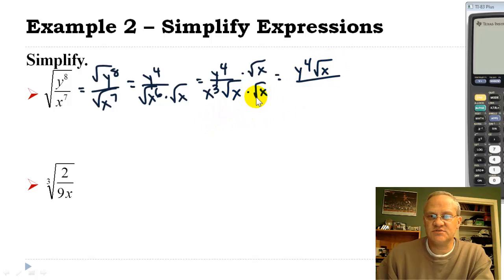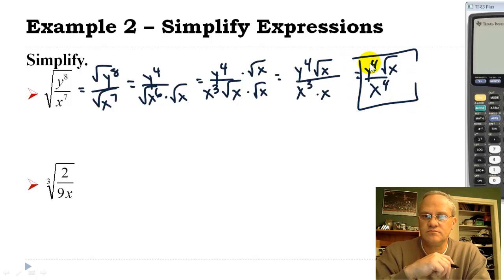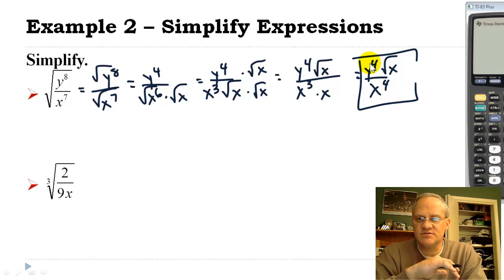Square root of x times square root of x is just x, right? So basically what I've got left there is just x to the 3rd times x, which is x to the 4th. And then we've got all this other stuff the same here. Okay? So some simplifying stuff there, rationalizing the denominator as well.